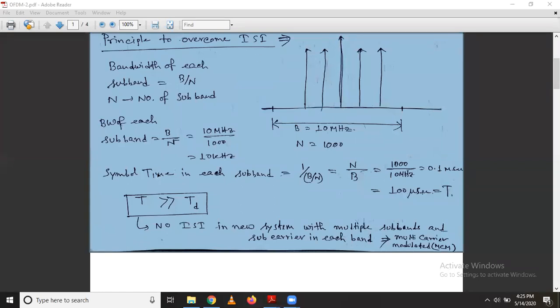This is because of the condition that the symbol time T is much greater than the delay spread time. Using this concept, this kind of modulation is known as multi-carrier modulation system. This is the base concept of OFDM. That means the whole bandwidth is subdivided. That's all. That is the main concept behind it.